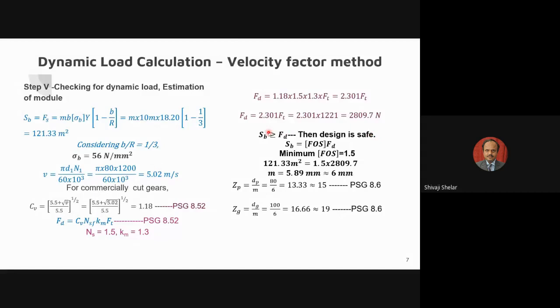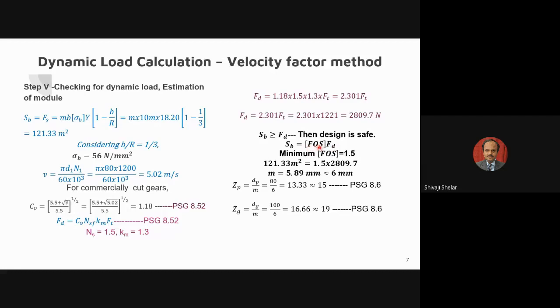So this is my statement. Now if you want to remove this greater than sign, then you have to put an equality sign with some coefficient. So I am putting Sb equal to a coefficient, and that coefficient is called the factor of safety, times Fd.